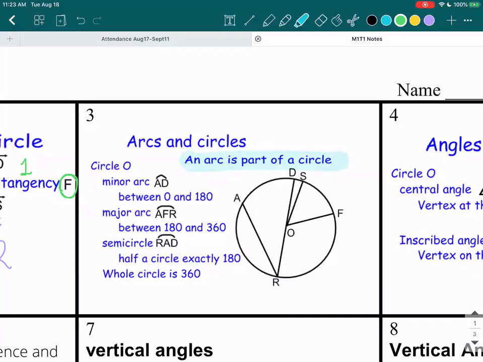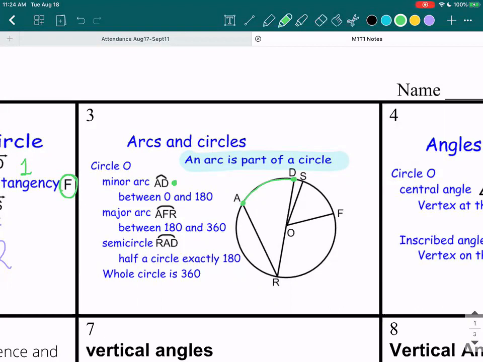Let's start with our minor arc. I guess I'll trace over that in green. Minor arc AD. I'll just put a green dot there so you know I'm going to trace this one in green. A curves all the way to D. And this is a minor arc because minor is kind of like small. It has a similar meaning to small. And it's between 0 and 180 degrees of the circle.